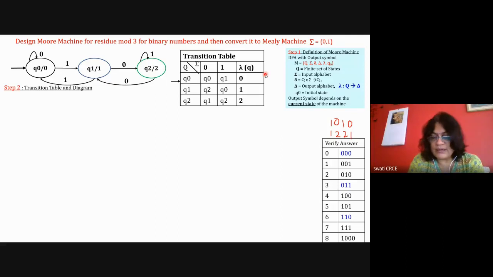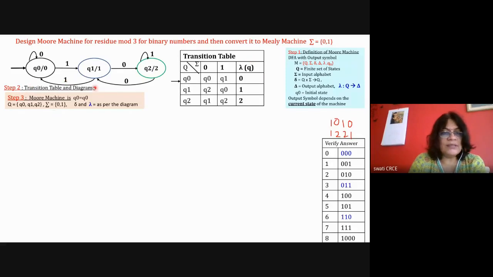So now, to convert to a Mealy machine, what is to be done? You now write down step 3 as a final answer. That means you need to write down the values of all these 6 elements. So your capital Q is Q0, Q1, Q2. Sigma is 0, 1. Delta and lambda as per the diagram and table. And then you say that q0 is Q0, and your Delta is 0, 1. So this was not there in the Moore machine. So explain what Delta 0, 1 and 2 are.